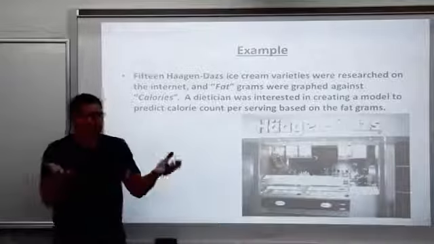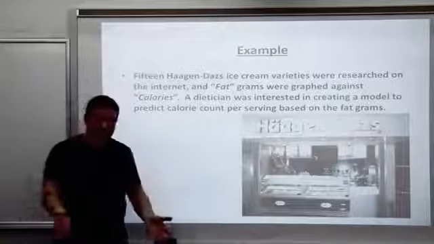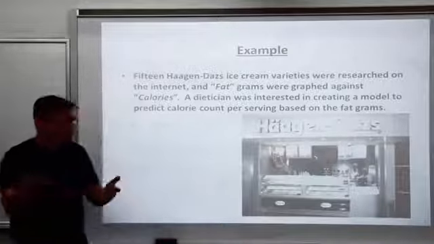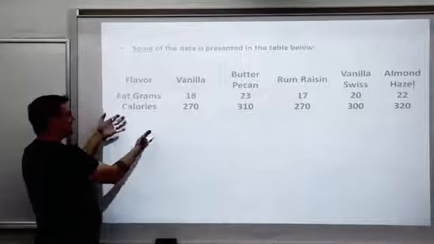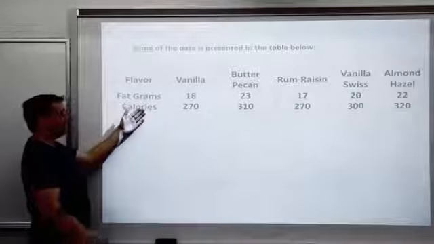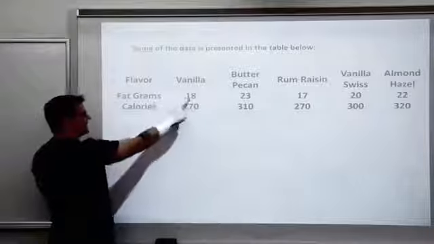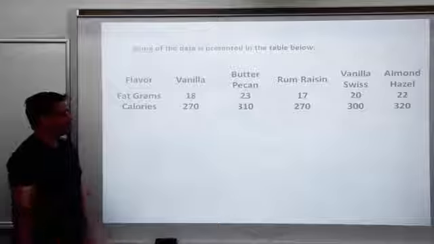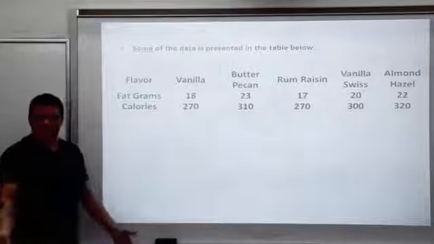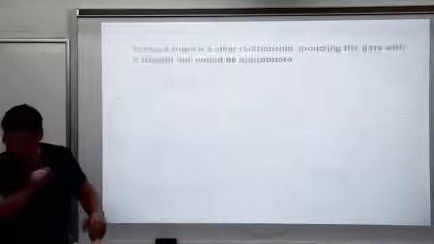So clearly, if an ice cream has more fat grams per serving, we would expect it to have more calories. Probably not a perfect relationship. Okay, here's some of the data. I just put this so we can see it. Vanilla, Swiss vanilla, rum raisin, etc. Fat grams versus calories. So vanilla per serving, 18 fat grams and 270 calories. Probably get, what, 1 cup of ice cream for that.